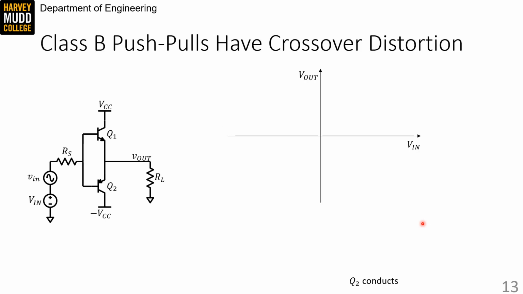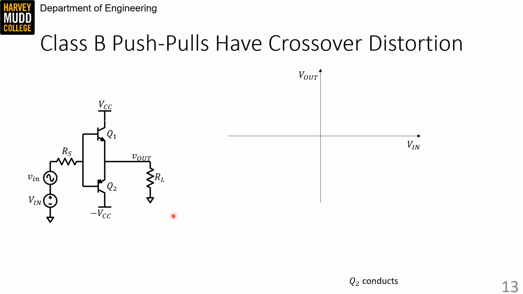Our Class B amplifier had a conduction angle of pi, which meant that we had really bad distortion at the output. It had sort of a weird shape that looked like half a bump instead of a sine wave. One fix for that issue is to make a Class B push-pull stage, which is pictured on the left. This looks like two emitter followers, one NPN up here and one PNP down here, that are stacked on top of each other.